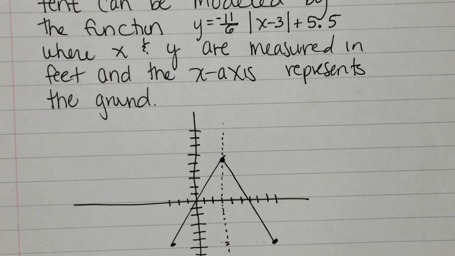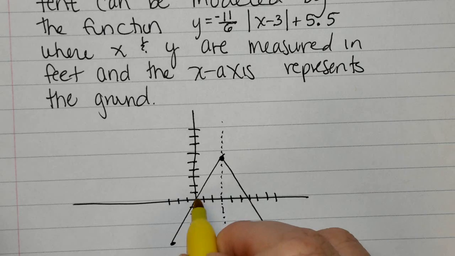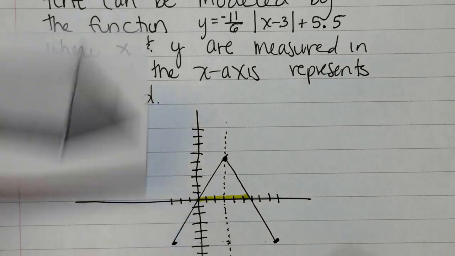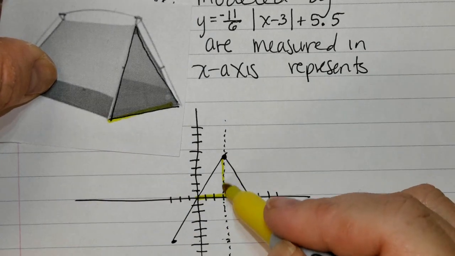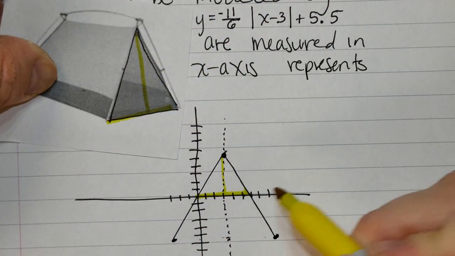Now let's look back at this problem. It says x and y are measured in feet, and the x-axis represents the ground. So here's the ground. This is the front of the tent. This is the front of the tent. This is the height of the tent. These are the side walls of the tent.